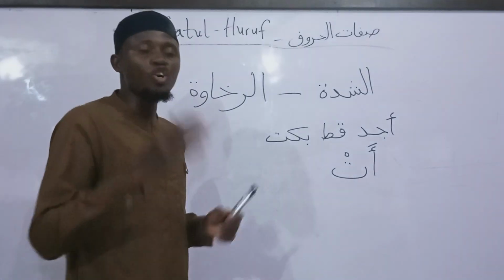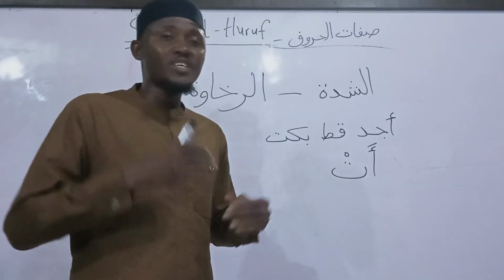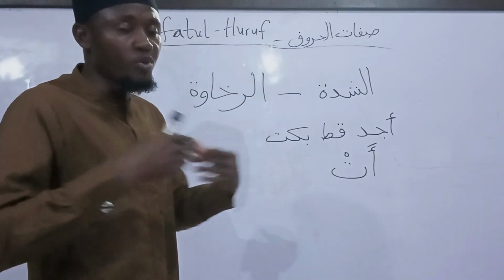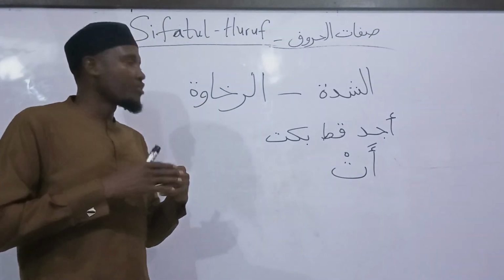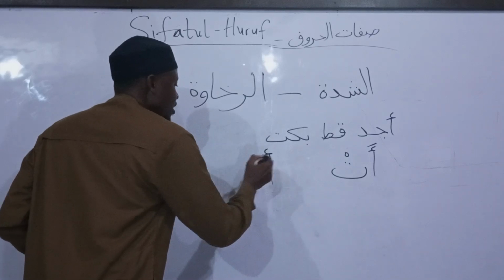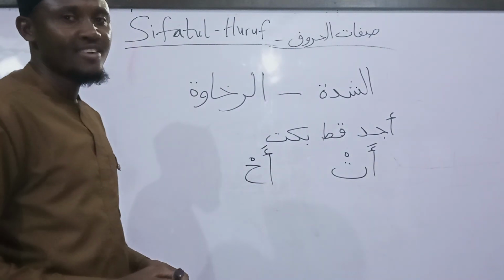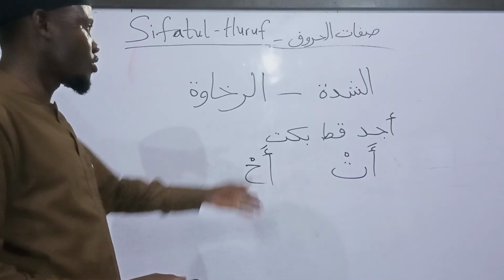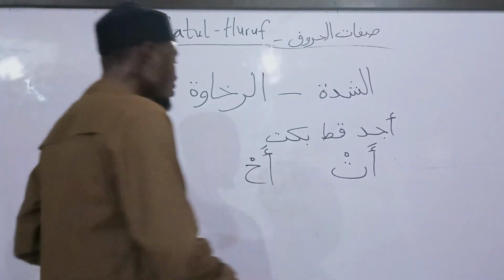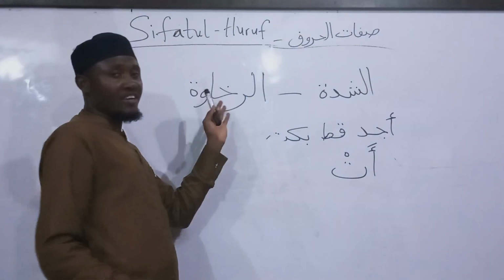Now, Ar-Rakhawa is the opposite of Ashidda. It means softness. That is, when they are pronounced, there isn't a complete closure of the two organs that we use in pronouncing them. Let's take one example. Ha. When you pronounce this, there isn't a complete closure. Take note of that. You can examine the other examples yourself. So let's go to the next pair.